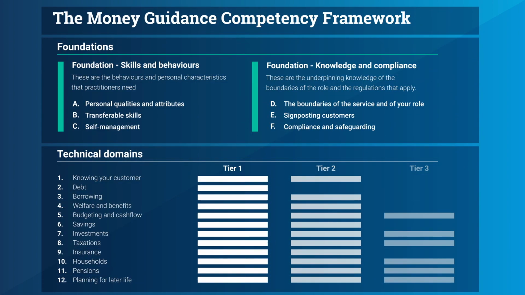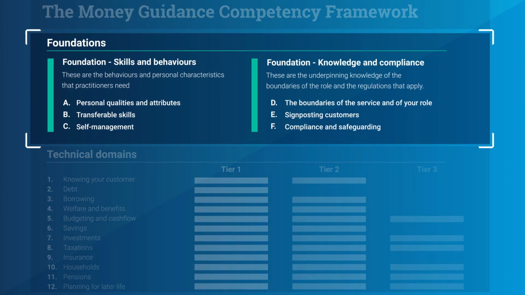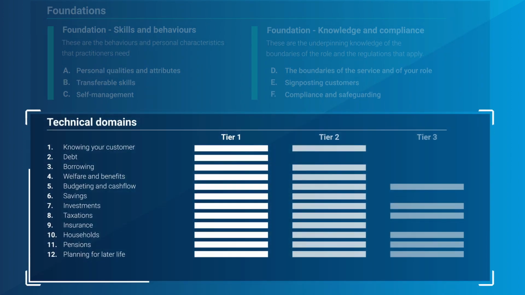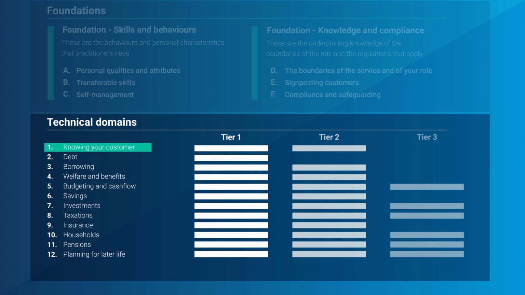The Money Guidance Competency Framework, the structure. The Money Guidance Competency Framework begins with a set of foundation attributes. As someone who has conversations about money with your customers, these behaviours and personal qualities underpin your money guidance. Building on the foundation attributes are the specific areas of technical knowledge about money guidance.